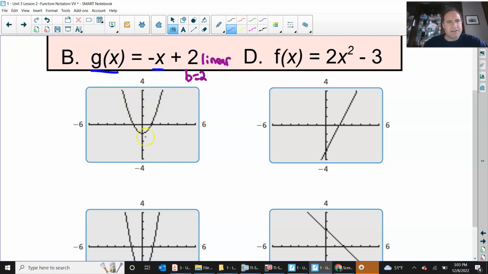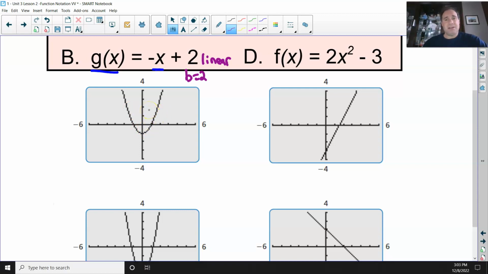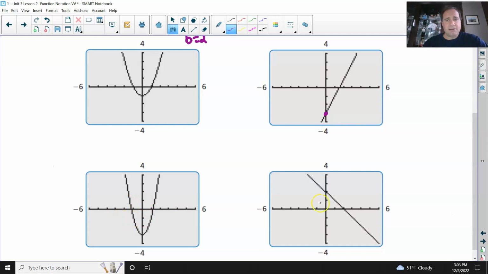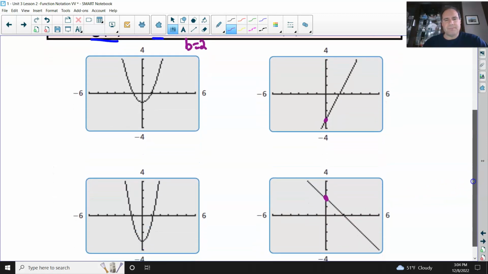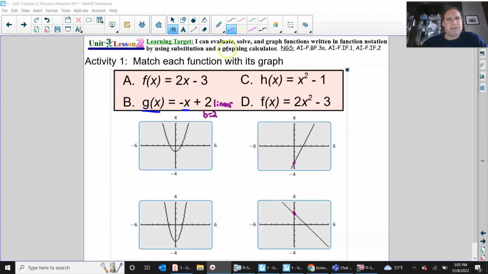So this is not this one right here. This is a parabola. It is a U shape. That is not linear. This is linear, but it doesn't cross at -2. That's crossing at somewhere like -3, let's say. This is not linear. This is linear. It's going down from left to right and crosses at 2. So I know that B is this. This is B. All right.